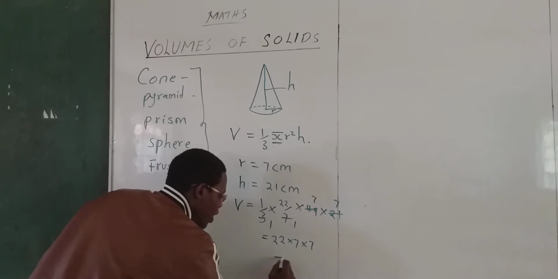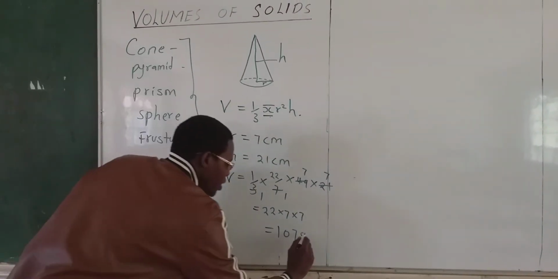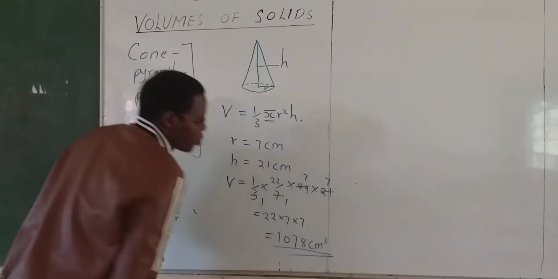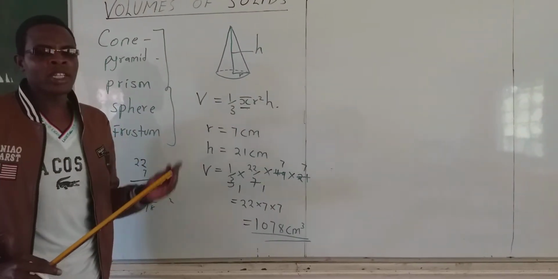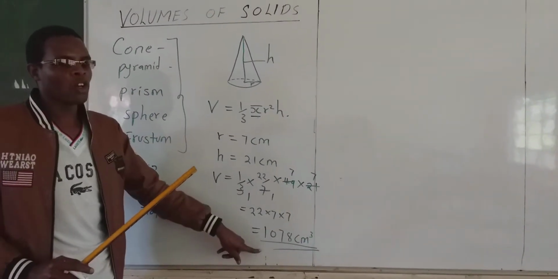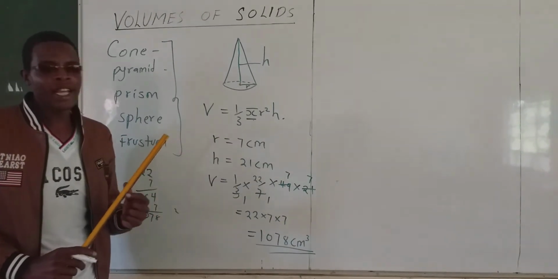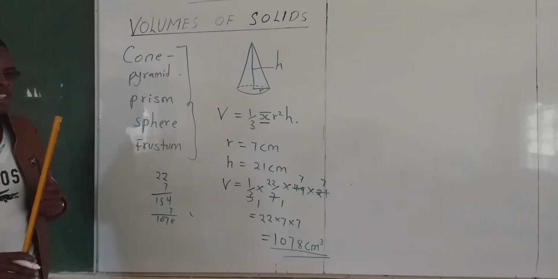Which is going to give us 1078 cubic centimeters. So this is going to be the volume of this given cone, given the variables, which are the height and the radius. So that is how we find the volume of some specific figures.